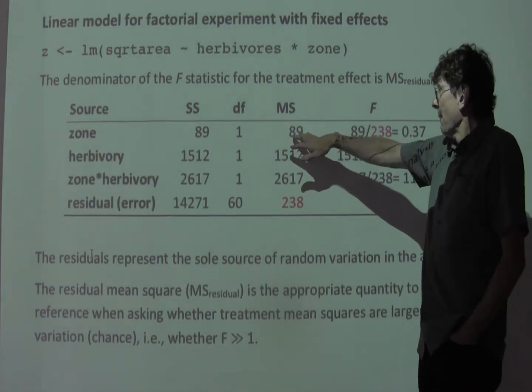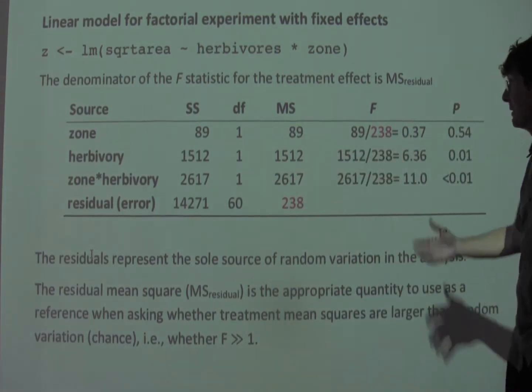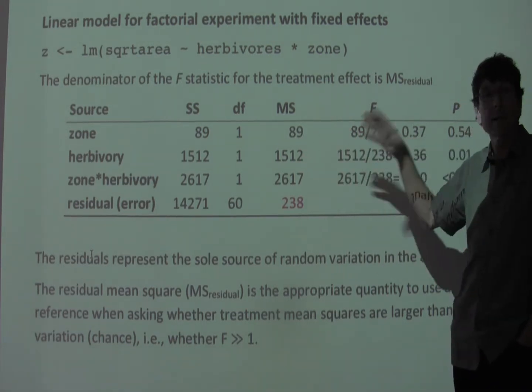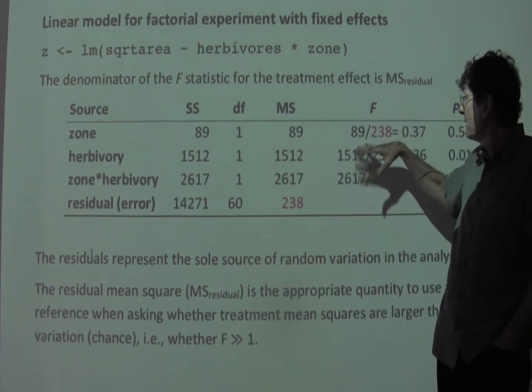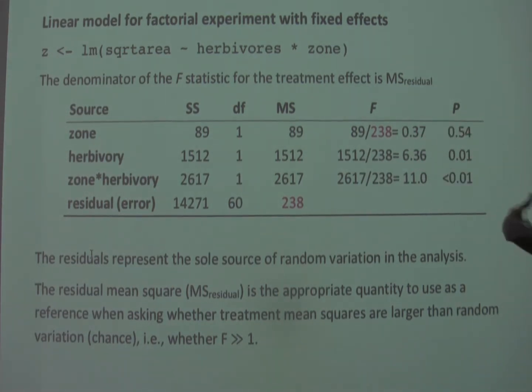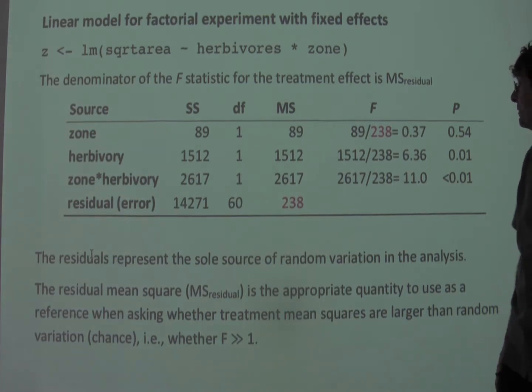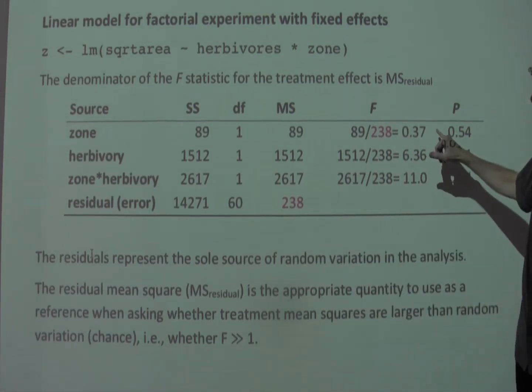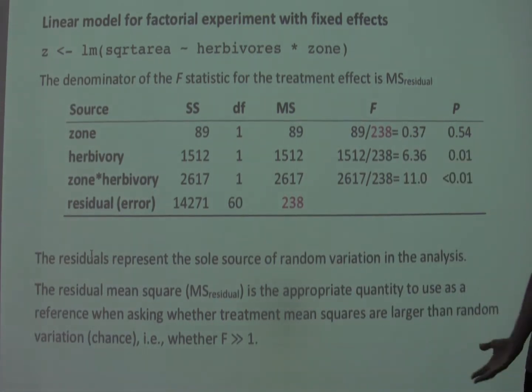And the mean square for zone is a combination of the effect of zone plus sampling error. And the ratio cancels out the sampling error and allows you to detect whether there's an effect of the zone over and above what you would expect from sampling error. And for this case, that was not true of zone, but it was true for herbivory, and it was certainly true for the interaction between the two.